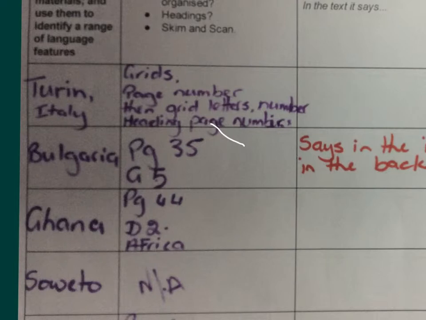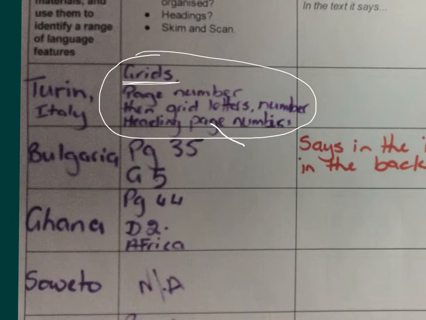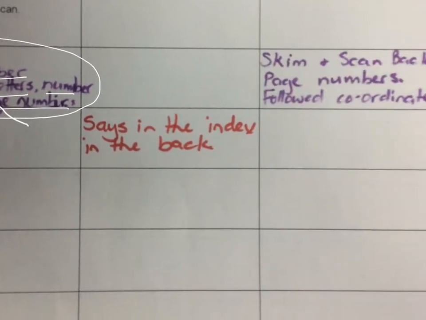So the first thing we started to look at was what the answer was, and you can see here that there's grids, there's page numbers, there's lots of grid letters, number readings, page numbers. So immediately we've started to look at how the information is organised. This helped us to find the next one, Bulgaria, page 35, G5. Okay, make our thinking relational because it says in the index in the back of the book. And then here, this little reflection up here is to do with this. So we used, how well did we go here, we skimmed and scanned, we used the page numbers, and we followed coordinates, and they went pretty well.